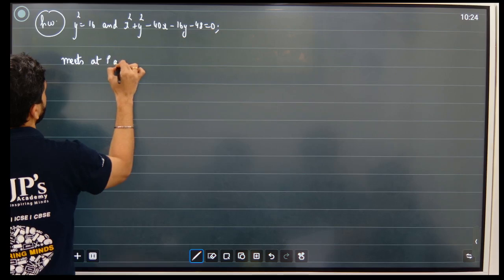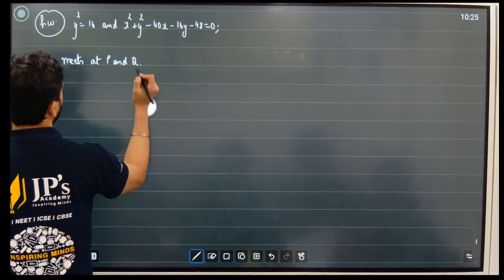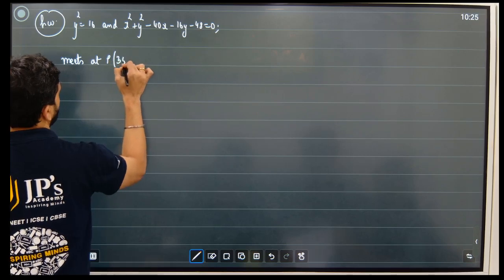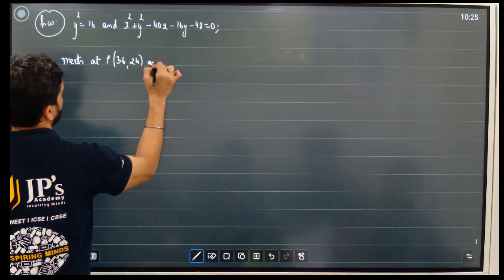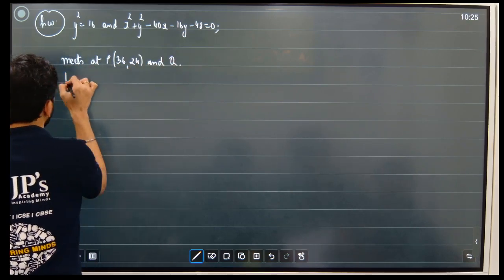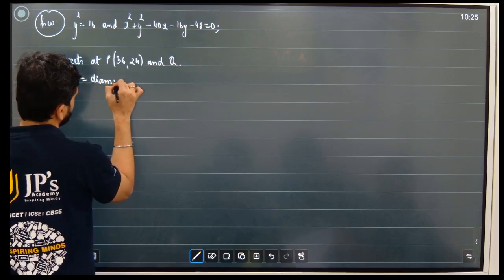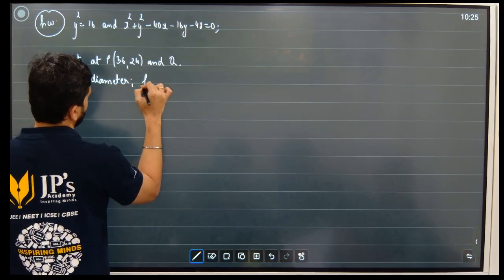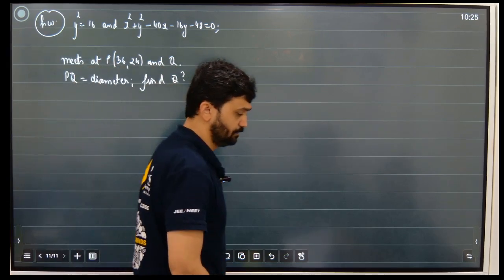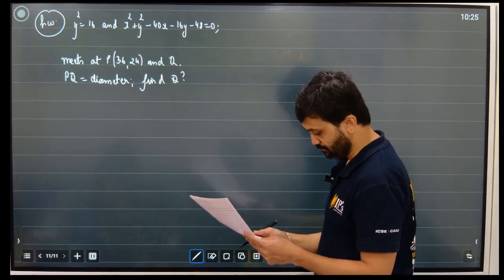meets at P and Q. Meets at P 36, 24 and Q. PQ is the diameter. Find Q. PQ is the diameter, find Q.